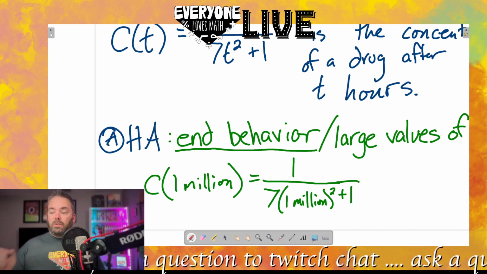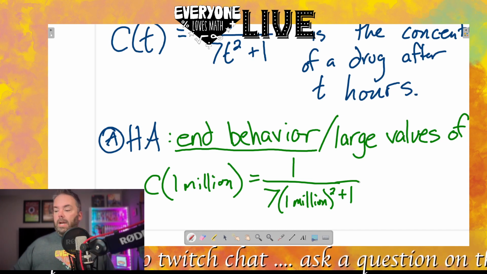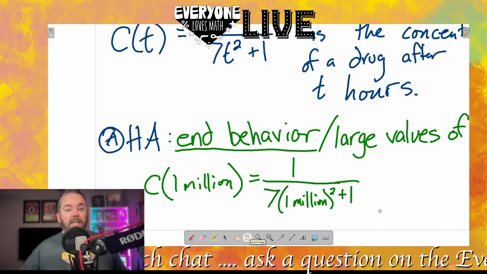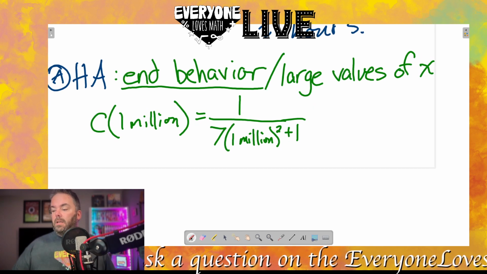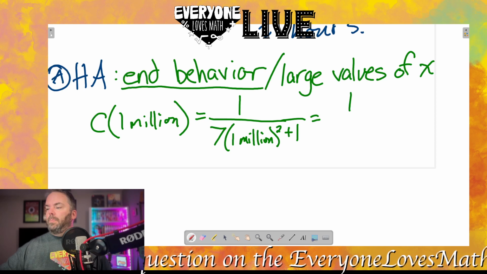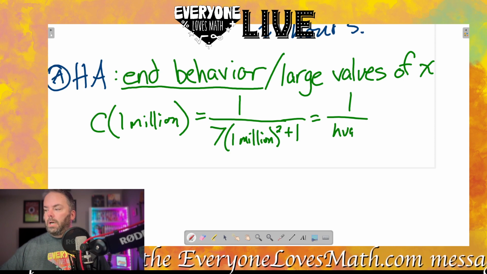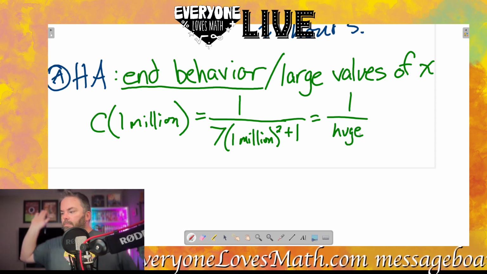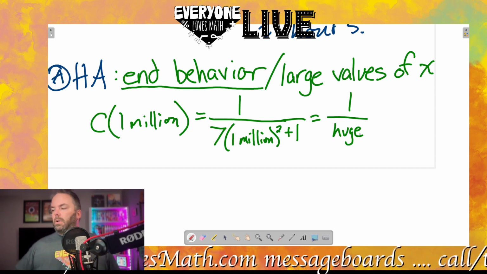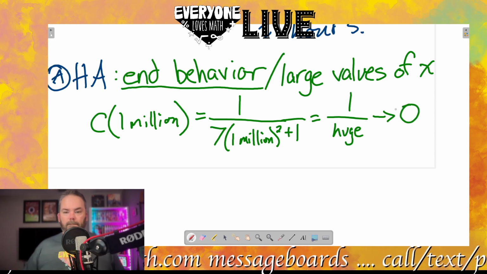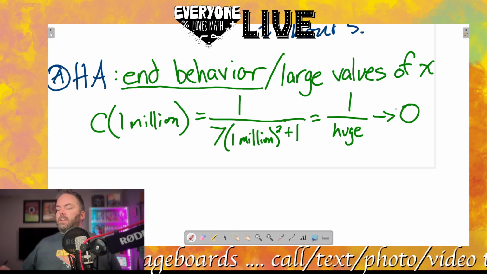All right, so we've got to ask ourselves, what kind of number is 1 over 7 times a million squared plus 1? Oftentimes, until we get to calculus, the answer is looking us right in the face. If we had 1 million in for t, the numerator would be 1 and the denominator would be huge. 1 million squared times 7 plus 1, that would be 1 over some huge number, and 1 over a huge number gets very close to 0. If you have a fraction with 1 divided by a bazillion, that's a number very close to 0.